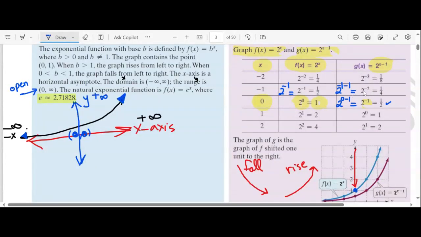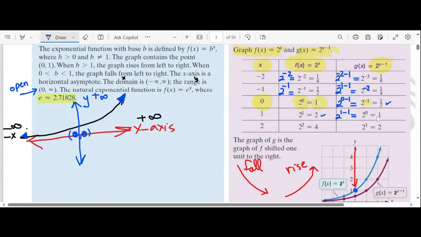Minus 2. Can you see minus 2 here? Which is equal to 1 over 4. What about the one on top here? 2 to the power of negative 2, which is equal to how much? 1 over 4. Here, 2 to the power of negative 2 minus 1 gives you 2 to the power of minus 3, which is 1 over 8. And the same thing here. 2 to the power of 1 is 2. 2 to the power of 1 minus 1 equals what?